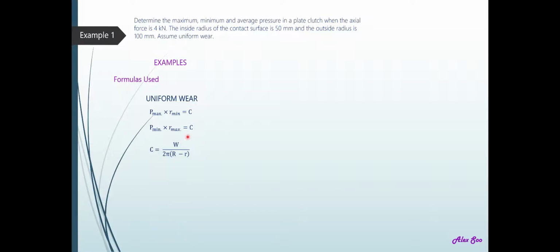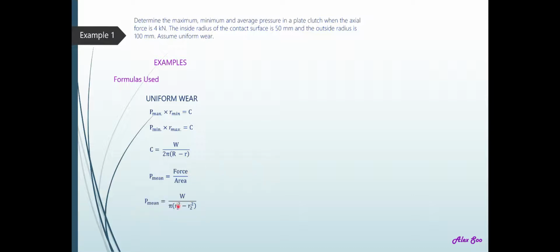Then to find the constant C, you have to use this formula where W refers to the spring force, 4 kN, R is the external radius, and the lowercase letter r refers to the inner radius. Then in order to find the average or mean pressure, we can straight away take force divided by the total area. The force should be 4 kN, that is 4 times 10 to the power of 3 Newton.